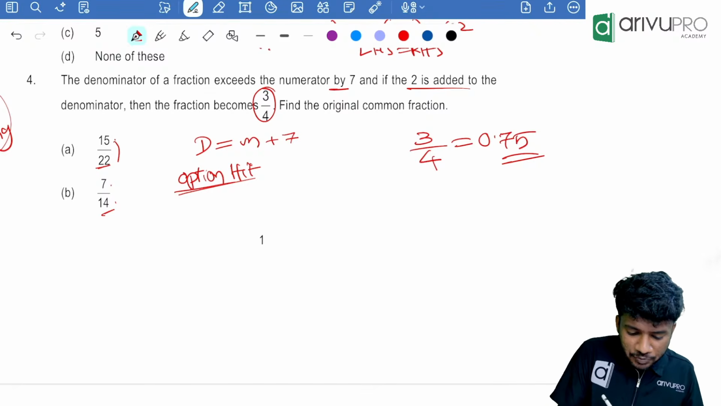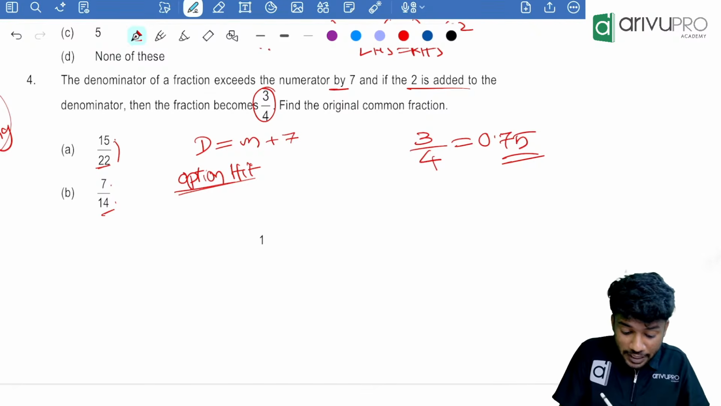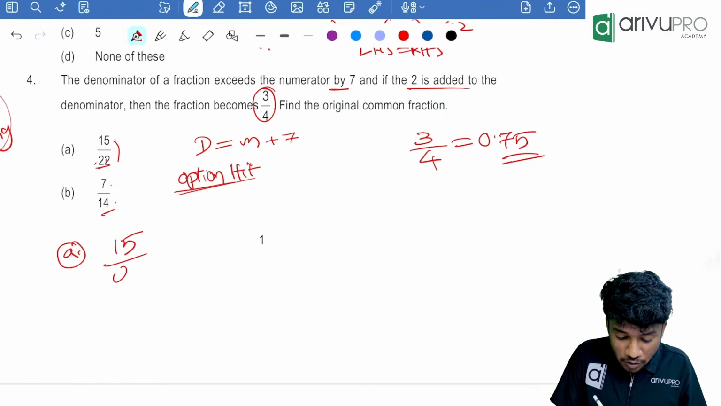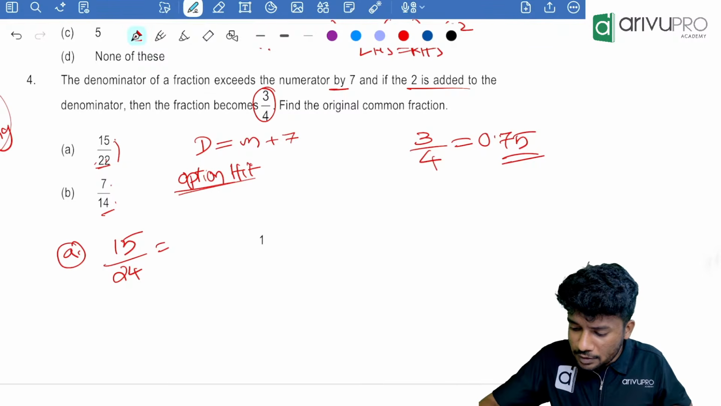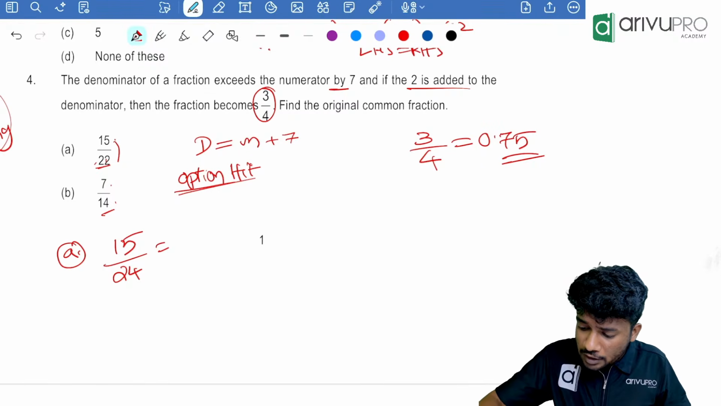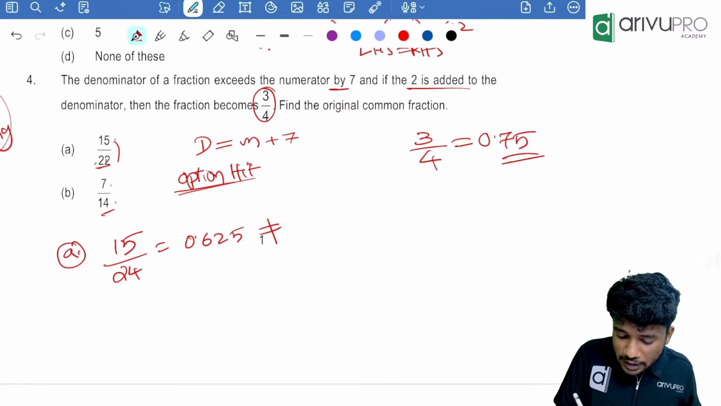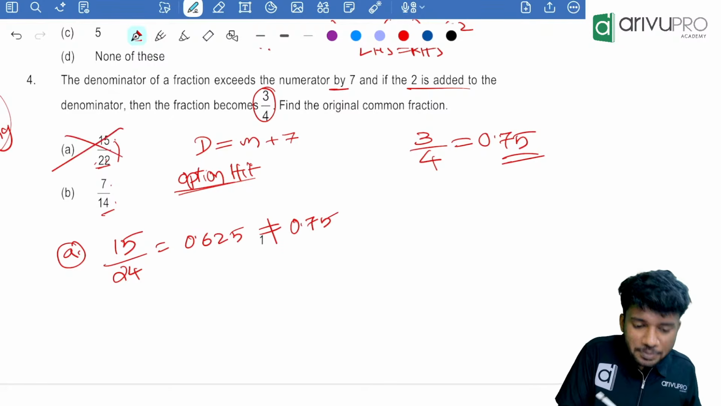Now we will check. Denominator is added with 2. Take option A. 15 divided by 22 plus 2 is how much? 24. Take your calculator. 15 divided by 24 is equal to 0.625, which is not equal to 0.75. That means option A is wrong.